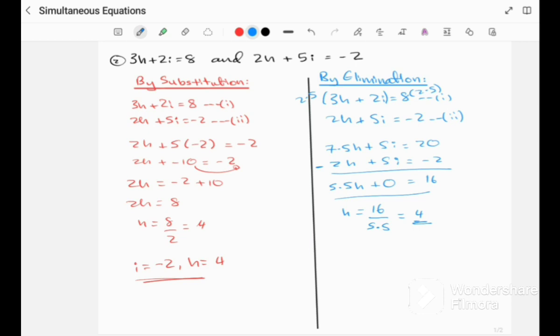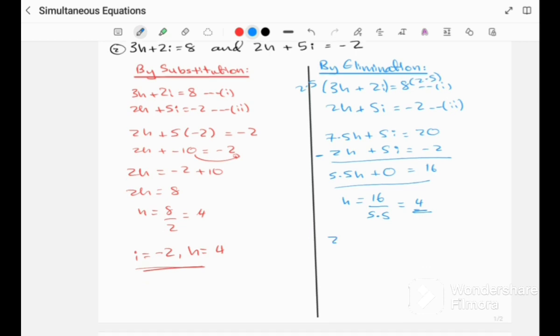We can use this and plug it into our second equation. So we're going to do 2 times 4 plus 5i is equal to negative 2. We're going to plug this 4 into the second equation. To simplify this, we have 8 plus 5i is equal to negative 2. Let's move the 8. We're going to have 5i is equal to negative 2 minus 8, which is negative 10. i is negative 10 over 5, which is negative 2.